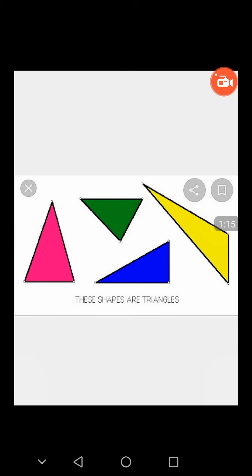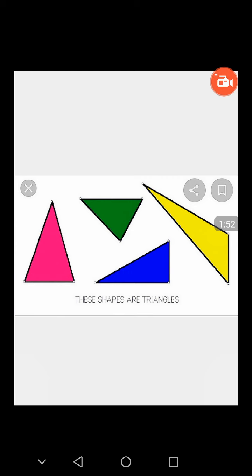A triangle's type depends upon the length of its sides and the size of its corners. There are three types of triangle based on the length. First one is equilateral triangle. In this, all sides are equal. Next one is isosceles triangle. In this, two sides are equal. And next one is scalene triangle. In this, three sides are unequal.